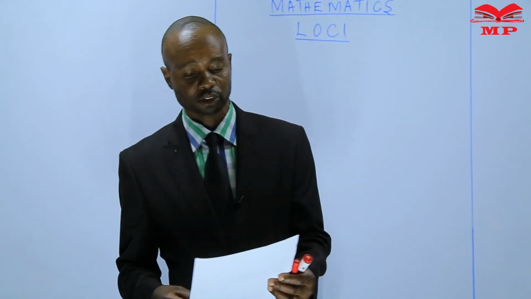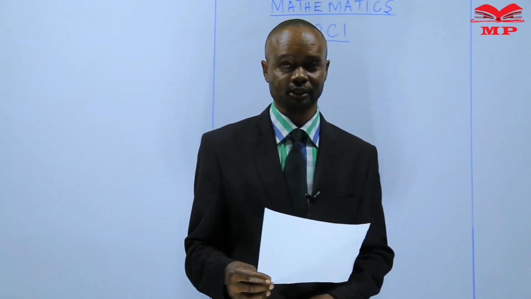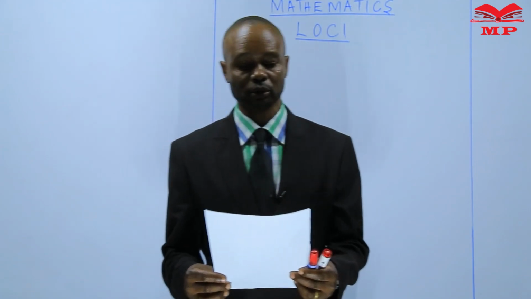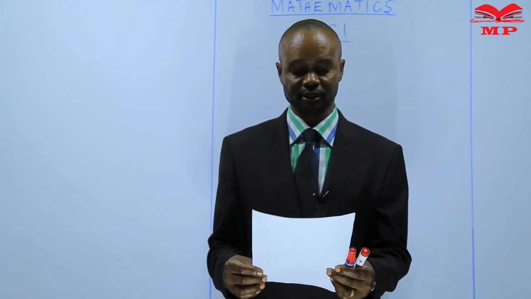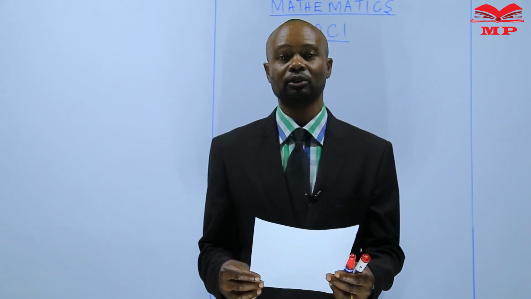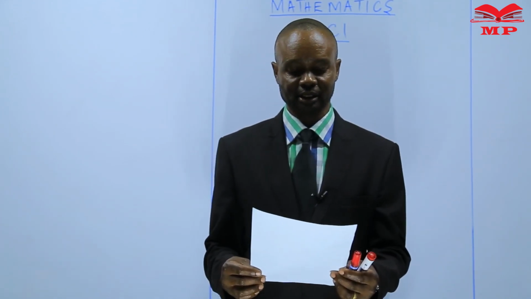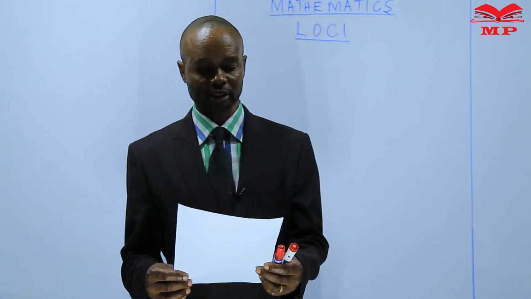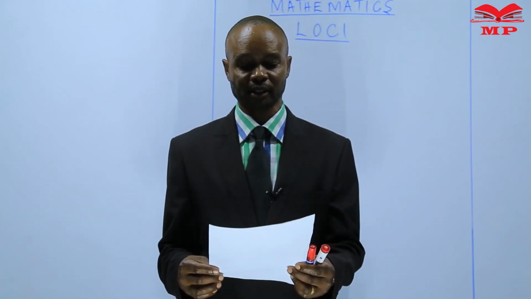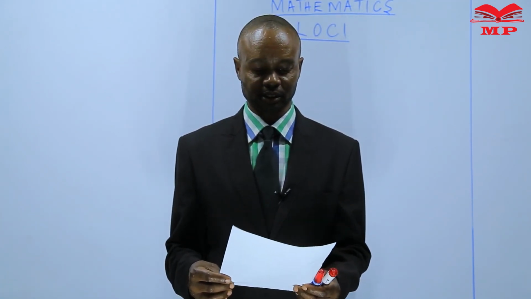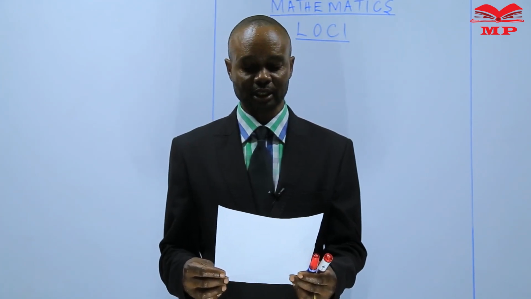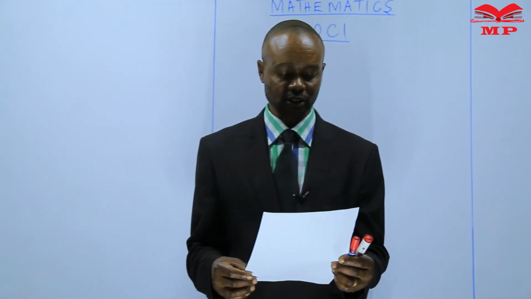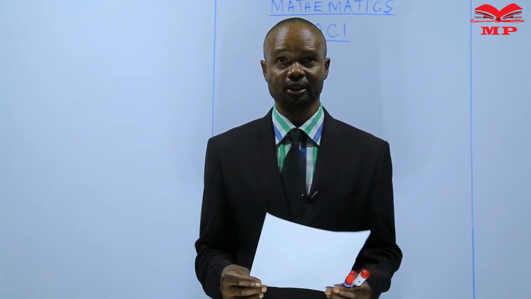The objectives of this topic are, at the end of the topic, the learner should be able to: 1. Define locus, 2. Describe common types of loci, and 3. Under construction, construct loci involving inequalities, loci involving chords, loci involving points under given conditions, and lastly, construct intersecting loci.